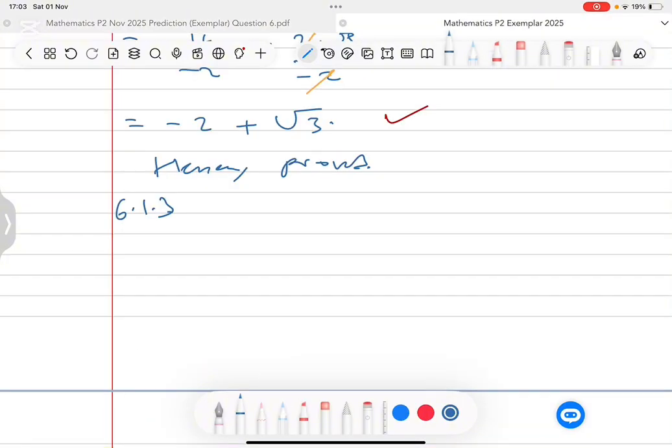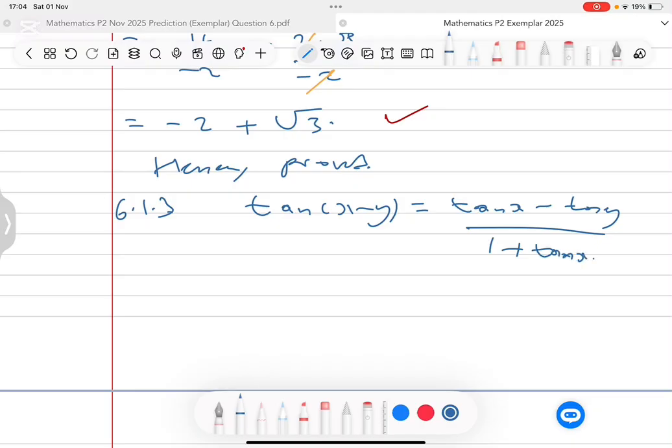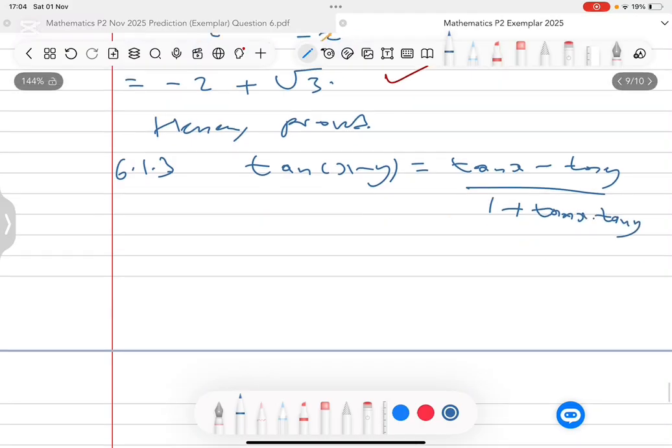Now, the best way to think of this is that you must remember that we have here tan of x minus y, and we said this tan of x minus y is really the same as tan x minus tan y, all over 1 plus tan x times tan y. So where is this thing not defined?